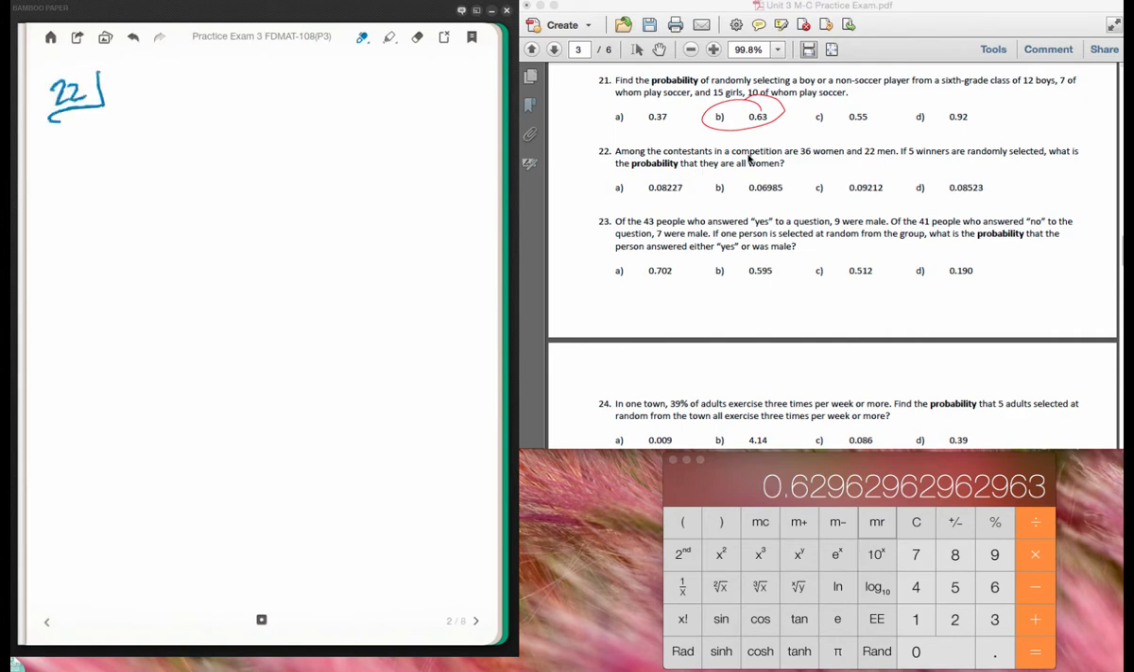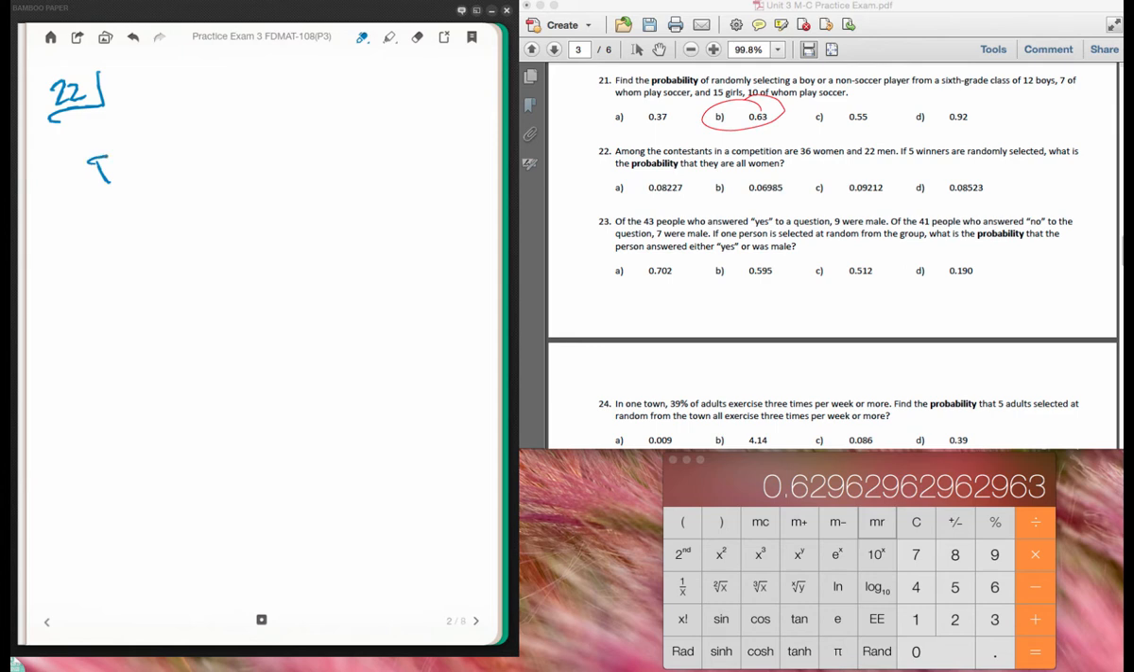So the contestants in a competition are 36 women and 22 men. 5 winners are chosen randomly. What's the probability that they're all women? So first ask, is this and, either/or, or at least? In this case, contestants in competition, 36 women, 22 men, 5 winners, the probability that they're all women. So it's "and": the first one's a woman, and the second one's a woman, and the third one. Now the question is, is it dependent or independent? Well, if I select the first woman, then it drops down. So it is dependent.